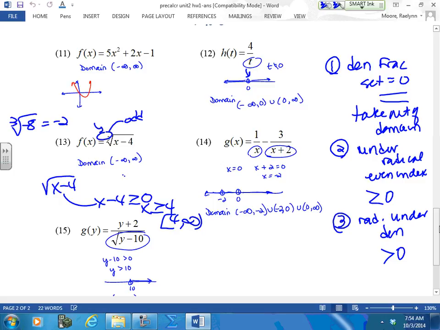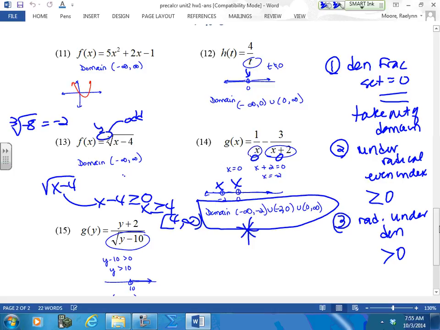Number 14, you have 2 denominators. 2 places that you are going to have a problem with a 0. Go like this. Just put a 0 here. You can't make that be 0. Set them equal to 0. You can't use a 0 or a -2. Take that out of your domain. This is the domain that you're allowed to use. This is called your restricted domain. You took out your restrictions and you're left with the rest of your domain.